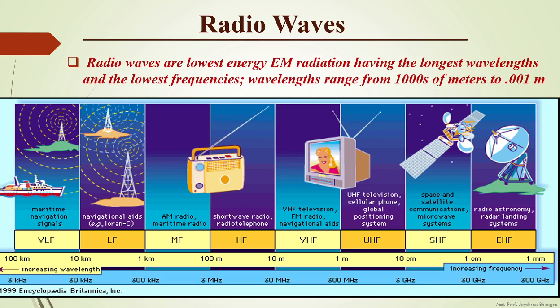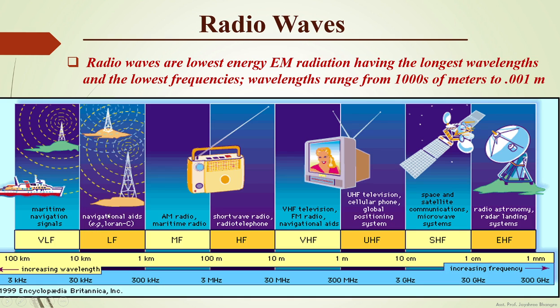Radio waves are the lowest energy EM radiation, having the longest wavelengths and the lowest frequencies. Wavelengths range from thousands of meters to 0.01 meter. Here the different frequency bands of radio waves are given. This is the VLF, that is very low frequency, 3 kilohertz to 30 kilohertz. Then from 30 kilohertz to 300 kilohertz, they are called low frequencies.